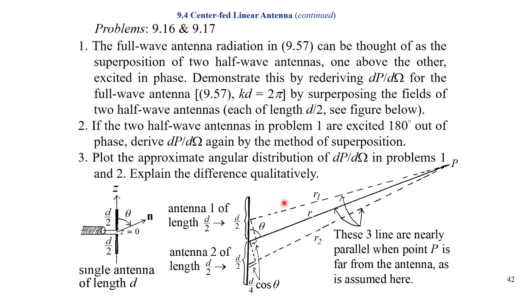We still have 4 pages. Actually, we will consider the problems, problems 9.16 and 9.17. First, let's consider the simplest case. We have 3 problems, 1, 2, 3. 1. The full wave antenna radiation in equation 9.57 can be thought of as the superposition of 2 half-wave antennas, one above the other, excited in phase.